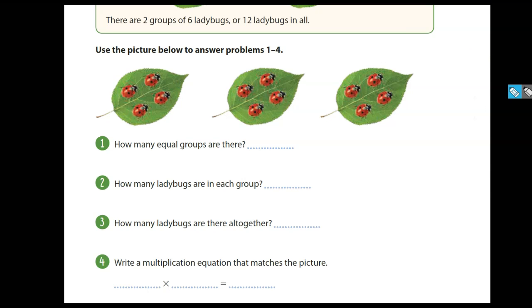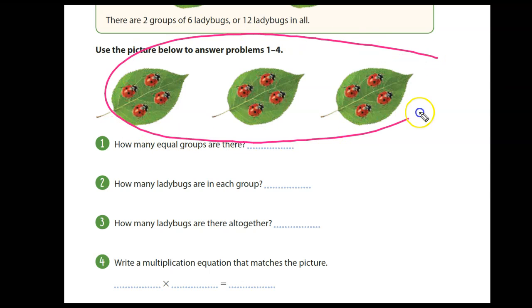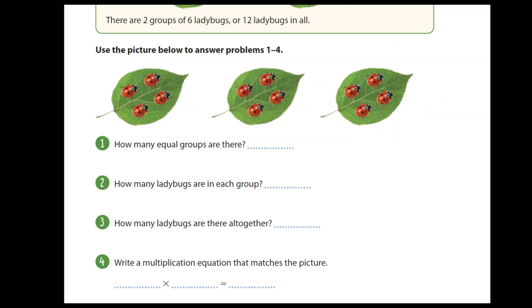Okay, so it says, how many equal groups are there? So I need to find out how many equal groups are in here. Anybody? 3. Okay, I only see 3 leaves. Do I see 4 leaves? No. So I'm going to ask you again, how many equal groups are there? 3. Just 3. Look, 1, 2, 3. Now, how many ladybugs are in each group? Yes, now it's 4. Not 5. Look, 1, 2, 3, 4.